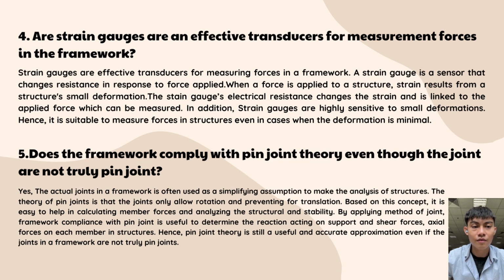Moving on to question 5: does the framework comply with pin joint theory even though the joints are not truly pin joints? Yes, the actual joint in the framework is often treated with simplified assumptions to make the analysis of the structure easier. The theory of a pin joint is that the joint only allows rotation and prevents translation. Based on this concept, it is easy to calculate the member forces and analyze the structure and stability. By applying the method of joints, which is useful to determine the reactions acting on supports, the shear force and the force in each member of the structure. Hence, pin joint theory is still a useful and accurate approximation even if the joints in a framework are not truly pin joints.